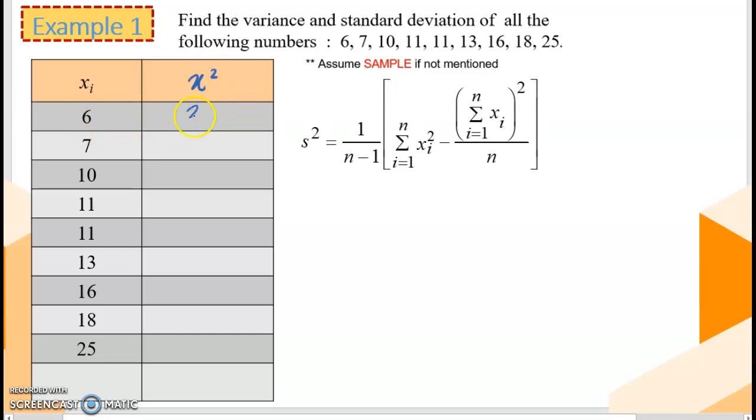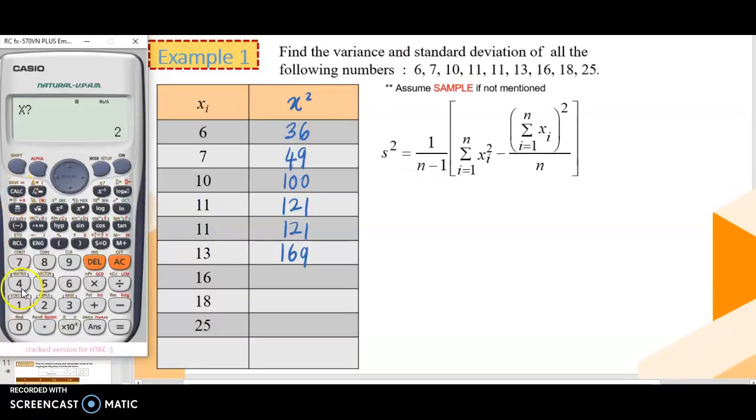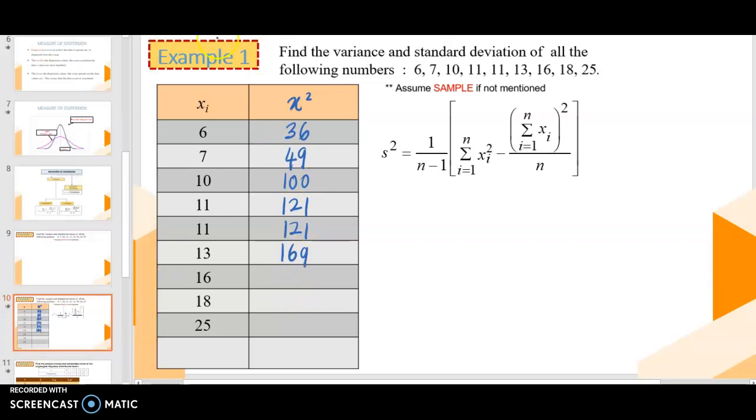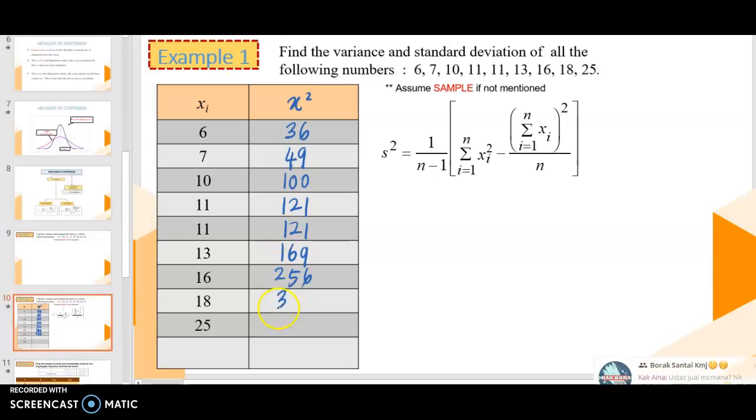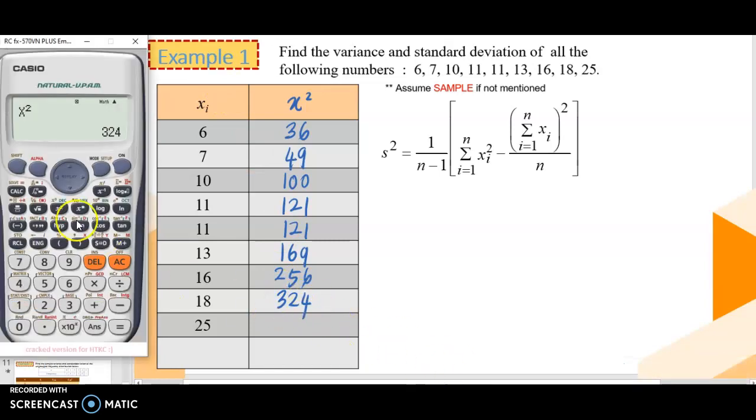6 squared will be 36, 49, 100, 121, 169, 256. Calculate 18, 3 to 4. Calculate 25, 6 to 4.